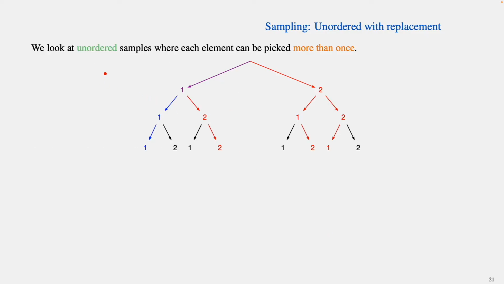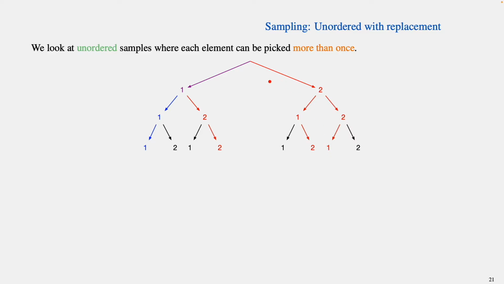Now we come to the tricky one. This is probably the most difficult of all these sampling methods. We look at unordered samples where each element can be picked more than once. So here I have 2 different samples indicated. The first one is we pick 1, 1, 1. So we pick the element 1 three times. And the second one is where we pick 2, 2, 1. So we pick the element 2 twice and the element 1 once.